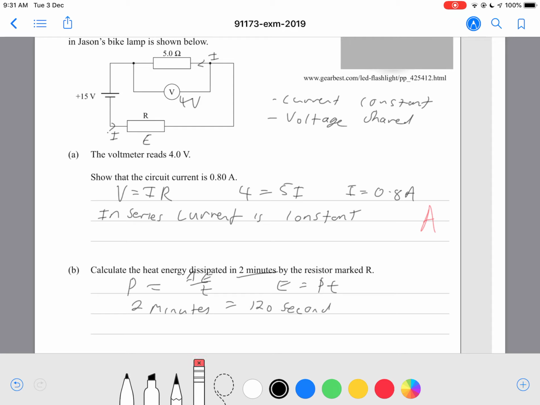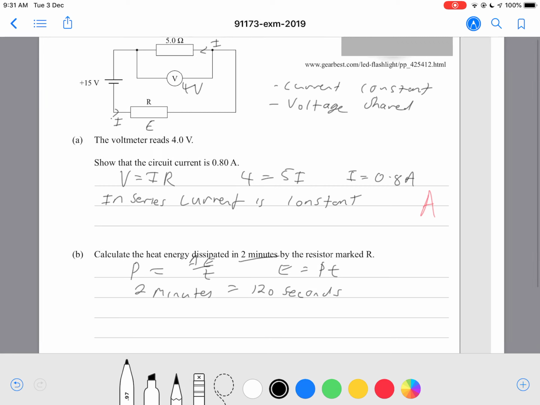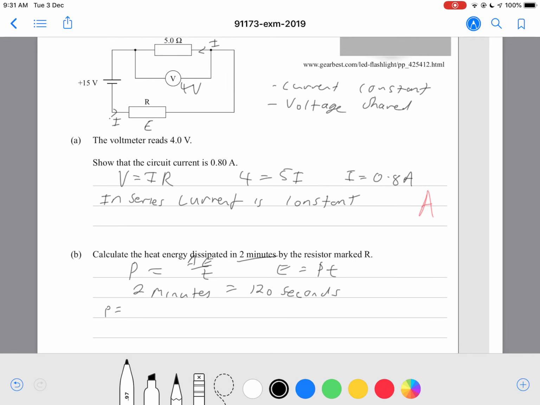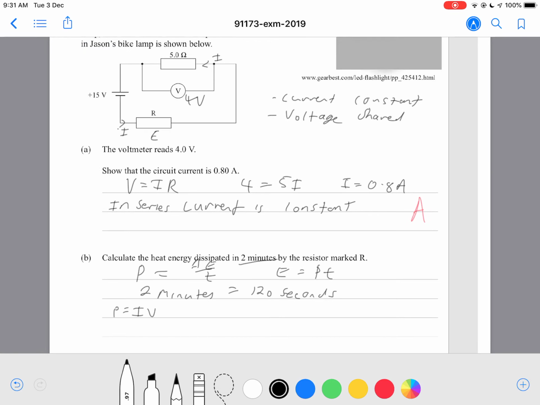So we have our time, but we need to find our power. In order to find our power, we can use P equals IV. We have our circuit current is 0.8 amps, so we need to find the voltage used by the resistor marked R. We know that the voltage supplied by the battery is 15 volts and the voltage used by the 5 ohm resistor is 4 volts. In series, we know that voltage is shared, which means that the total voltage used by all the components should be equal to the battery voltage, supply voltage. So if 4 volts is used by the 5 ohm resistor, that means that 11 volts, which is 15 minus 4, must be used by the resistor marked R.